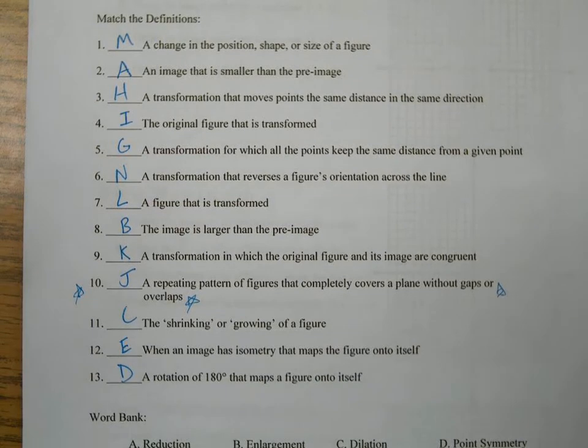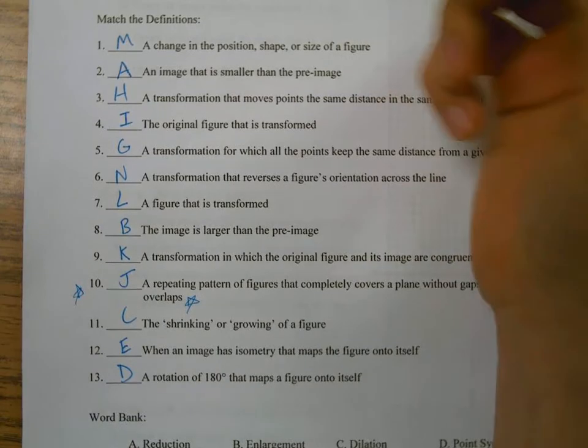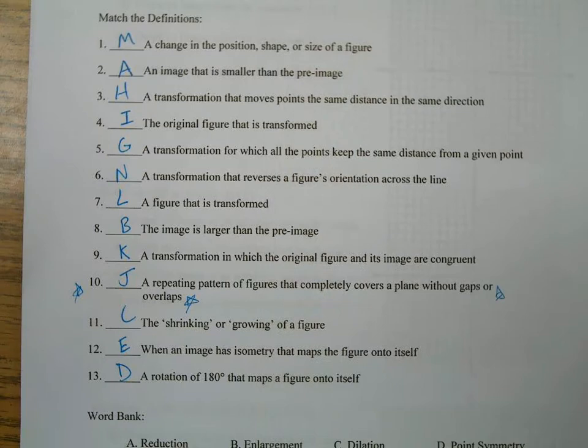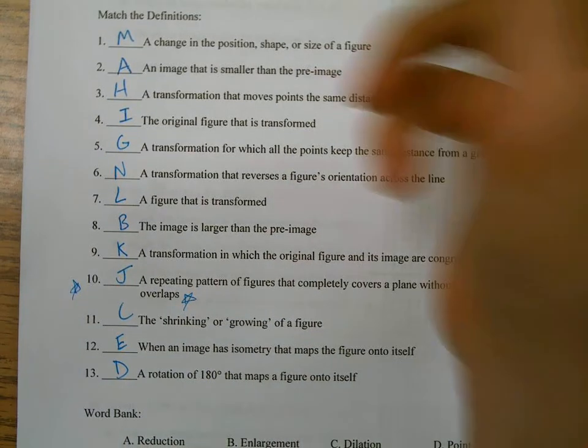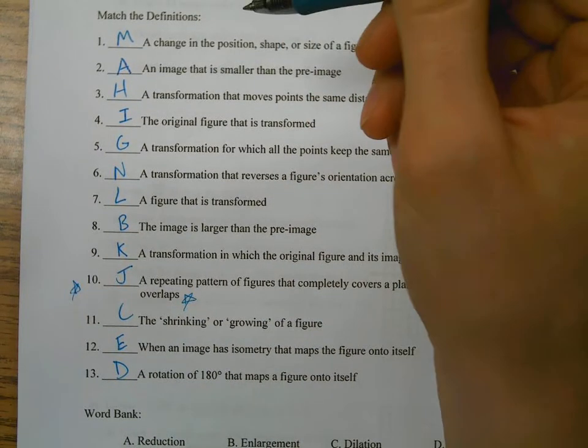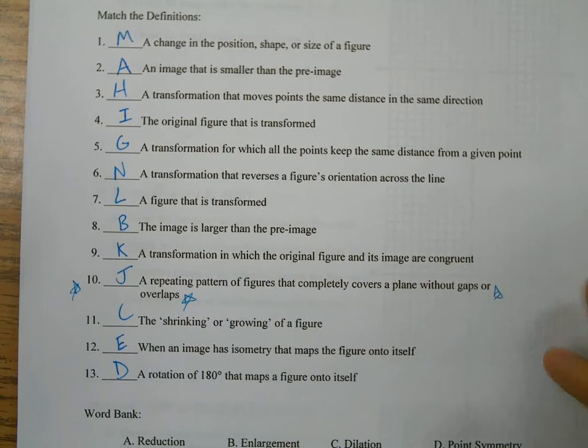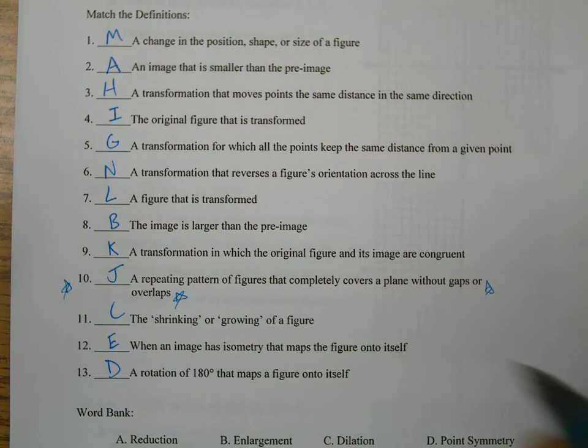Students, here we go. These are the answers for the matching section. Make sure that you know the words. Make sure you know where they go. The one that you might forget about: tessellation.